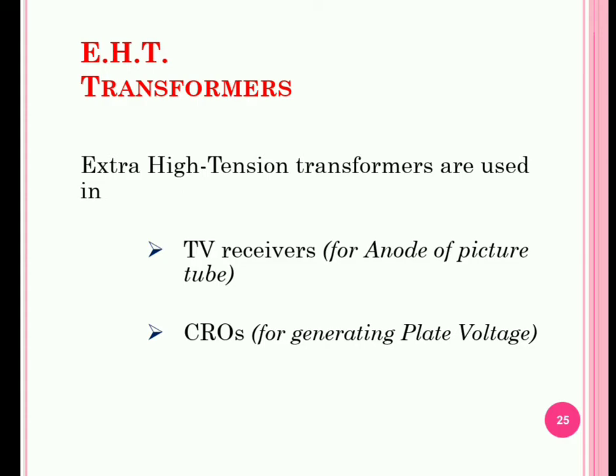So we use a different technique for generating this high voltage. We'll see what that is. That is why it is called an EHT transformer, and its principle is flyback. We'll see what that is.